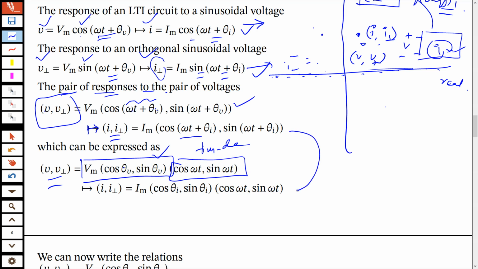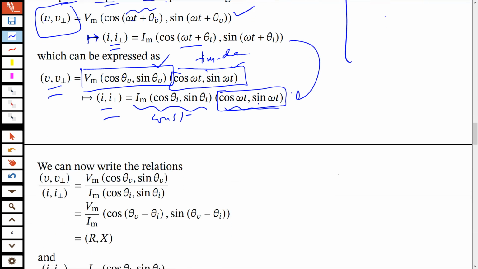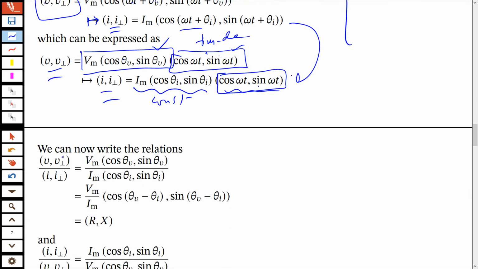The same you do with this pair of currents, a time independent or constant complex number and a time dependent complex number. Remember, you see the time dependent part is the same in both cases. Now because this time dependent part is the same, it is a complex number. If you now try this ratio, so now try to divide this complex pair of voltages by this complex pair of currents, that will cancel out.